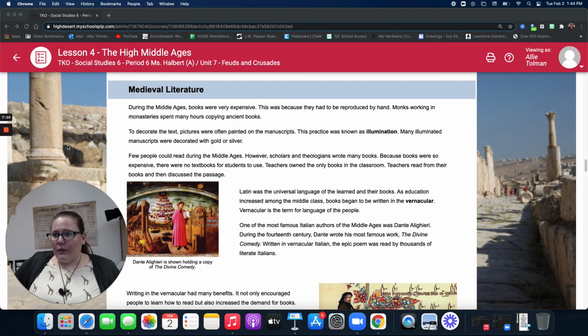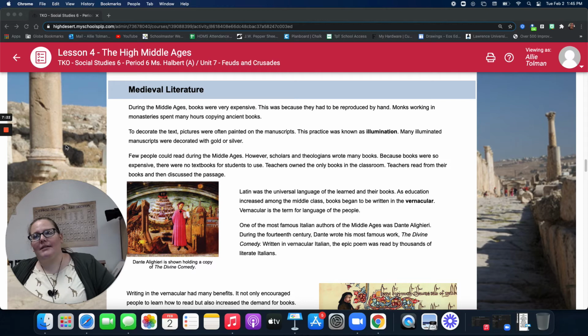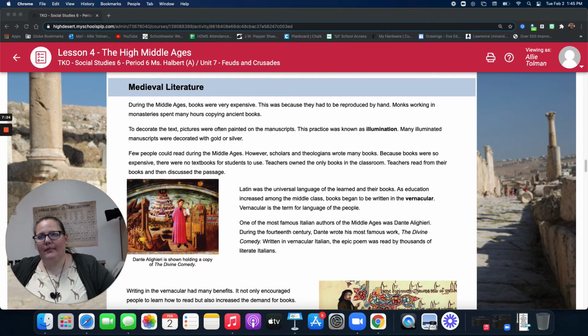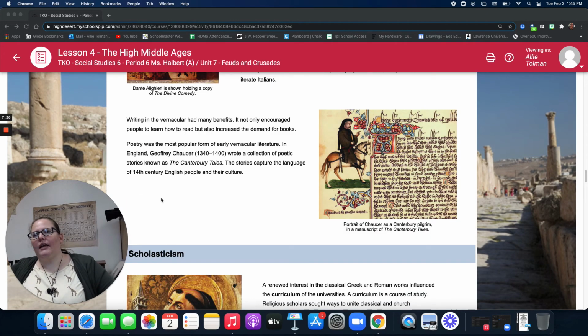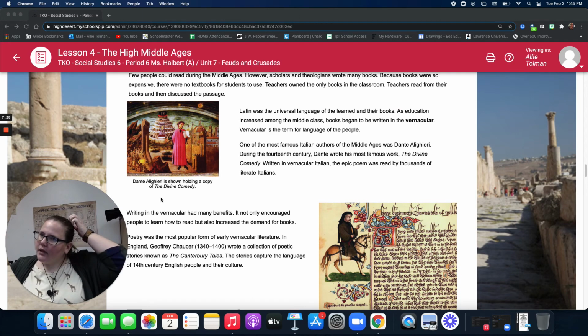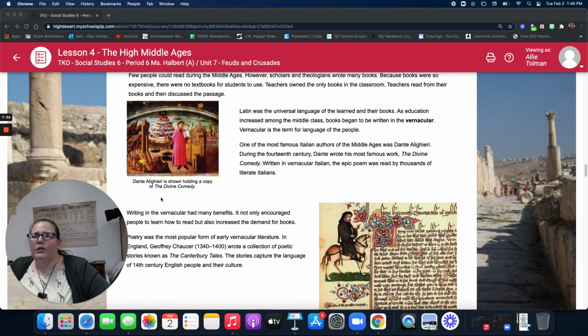Few people could read during the Middle Ages. However, scholars and theologians wrote many books. Because books were so expensive, there were no textbooks for students to use. Teachers owned the only books in the classroom. Teachers read from their books and discussed the passages. Latin was the universal language of the learned and their books. As education increased among the middle class, books began to be written in their vernacular.